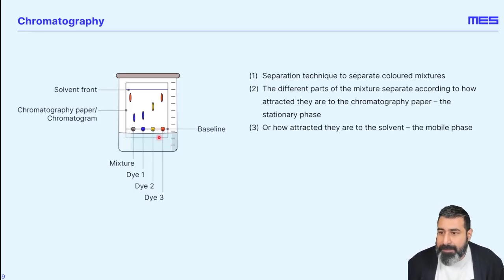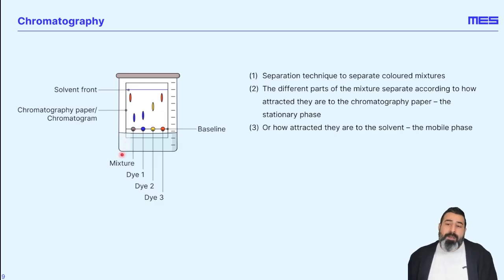And what happens is we're going to put the dyes on some filter paper and then plonk it into a beaker, and we're going to make sure that the dyes are above the solvent level. And then as the solvent starts moving up the paper, it's going to take the different components of the coloured mixture with it. Now, how far do the components of the mixture travel?